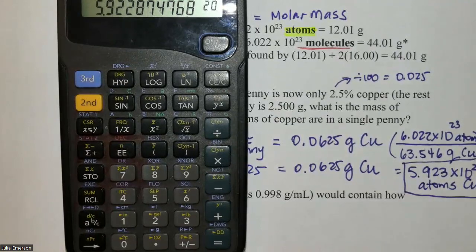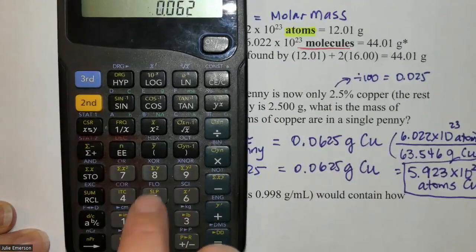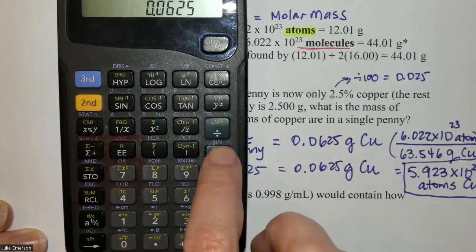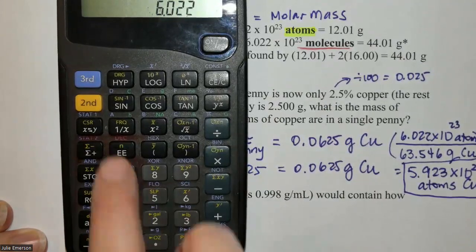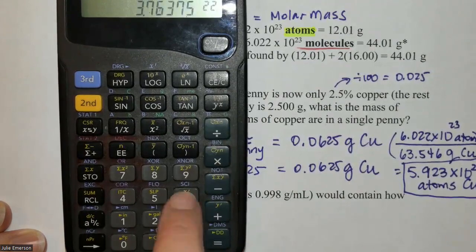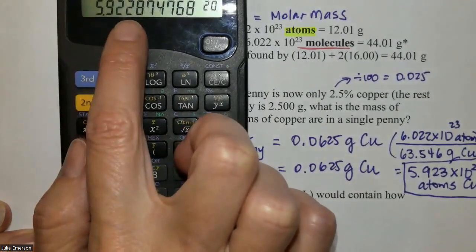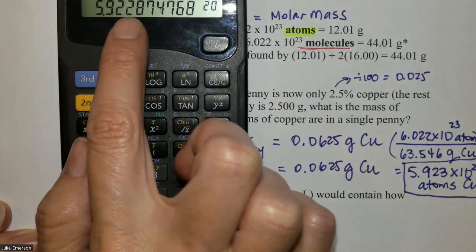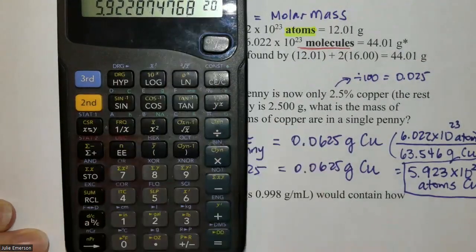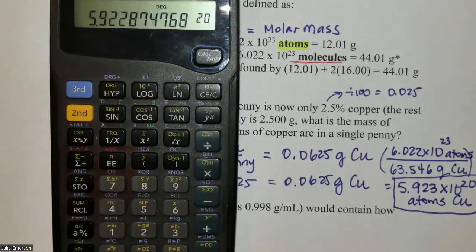All right. So really quick, I'm going to type it in before we take the break. We're going to take 0.0625. Multiply 6.022 EE 23. All right, so don't hit times 10, just hit EE. Then divide by 63.546, and you get your 5.923 rounding up times 10 to the 20. There's your exponent.